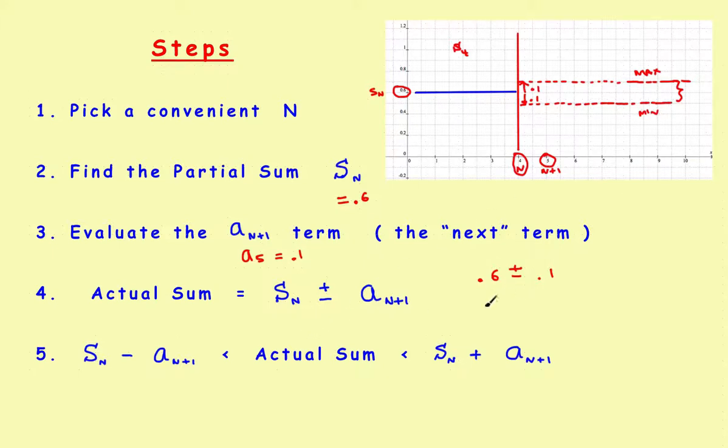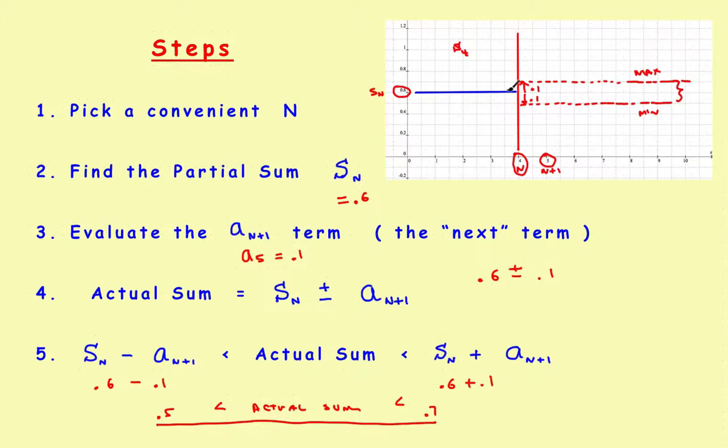So what that does, now you can actually figure out what that range is. Starting with this, if you took 0.6 minus 0.1, that would be this. So you want to find the actual sum. The partial sum is this, minus the remainder, and you could have the partial sum plus the remainder. So if you did this one, you would get 0.5 is less than the actual sum, and it's going to be less than 0.7. So it actually turns out to be this right here.